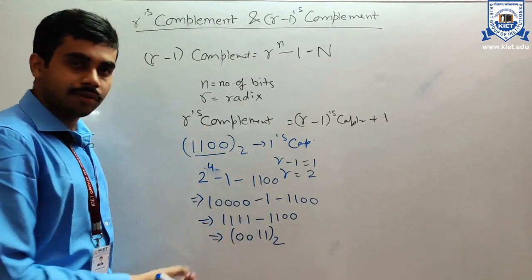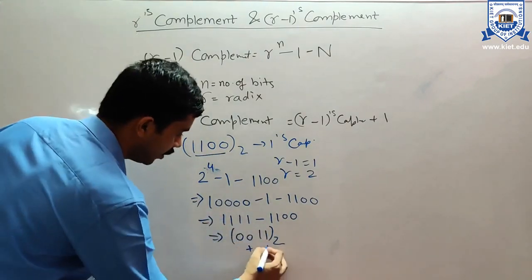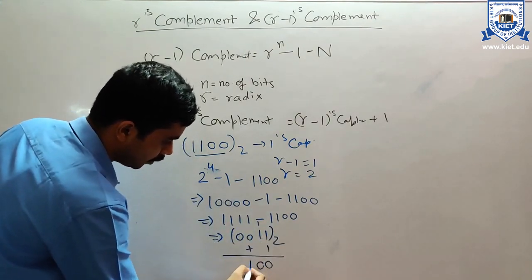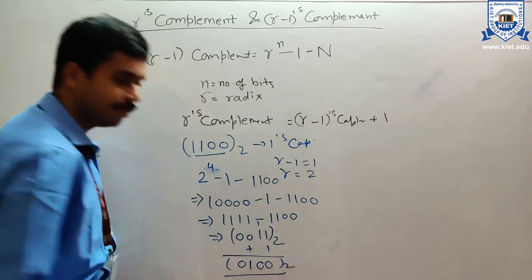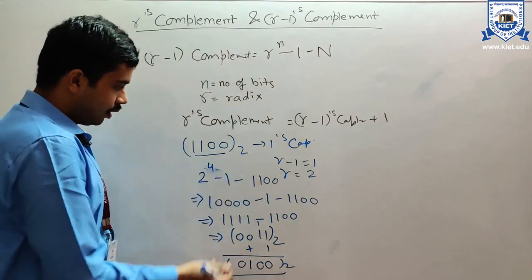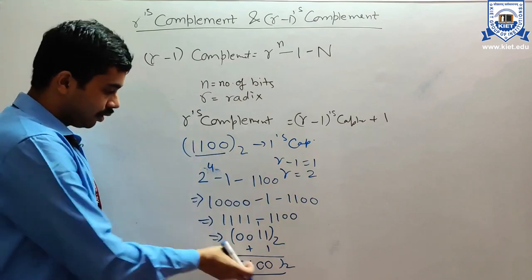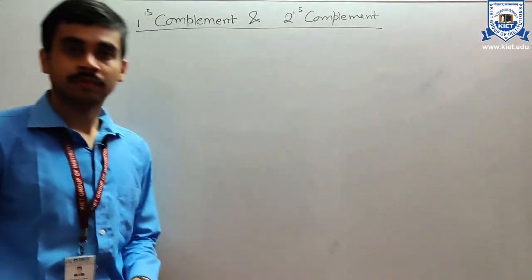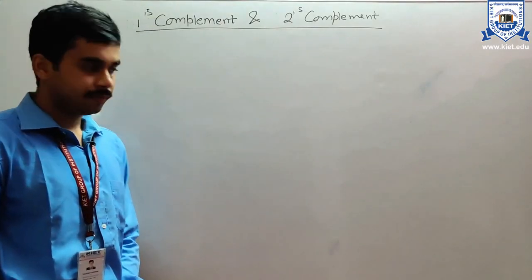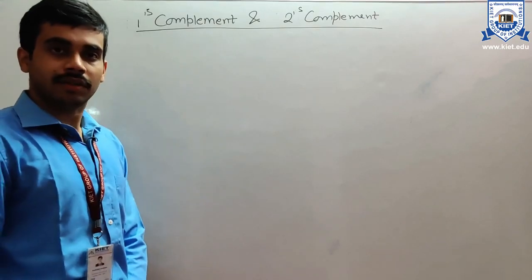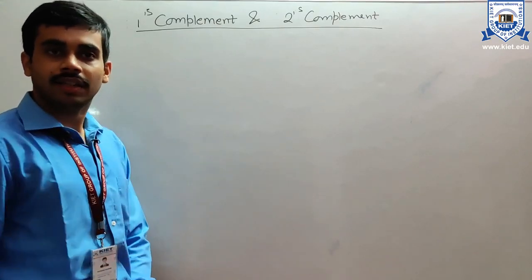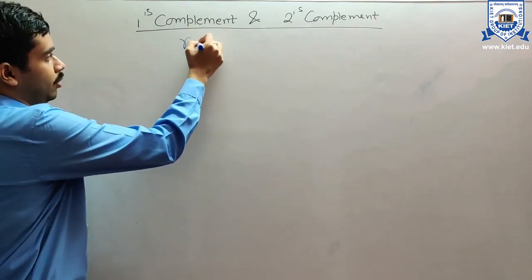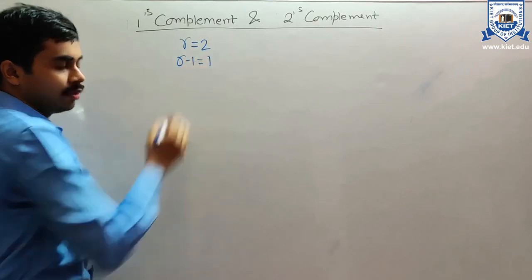If we want to calculate 2's complement, just add 1. If we add 1 here, what will it give? 0 1 0 0. You can see from the previous example, the 2's complement of 1 1 0 0 was 0 1 0 0, and hence we have proved this. Okay. Now we will talk about 1's and 2's complement. One way to calculate 1's and 2's complement is using r and r minus 1. So from there we can say r is equal to 2 and then r minus 1 will be 1.